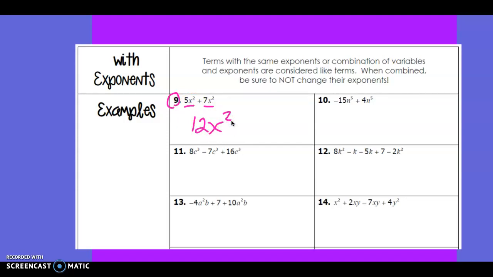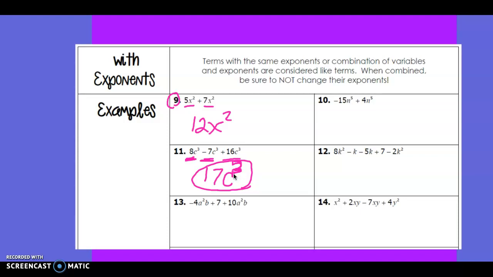Number 11, all these are like terms. I have an 8c cubed, a negative 7c cubed, and a positive 16c cubed. Since they're all c cubed, which means they have the same variable and the same exponent, I just add the coefficients in front. So 8 and negative 7 is 1, and 1 plus 16 is 17. And notice I'm not going to change my variable or the exponent. I'm just going to keep them the same. Excuse my handwriting, it's hard to write with this little pen. So it should be 17c cubed.